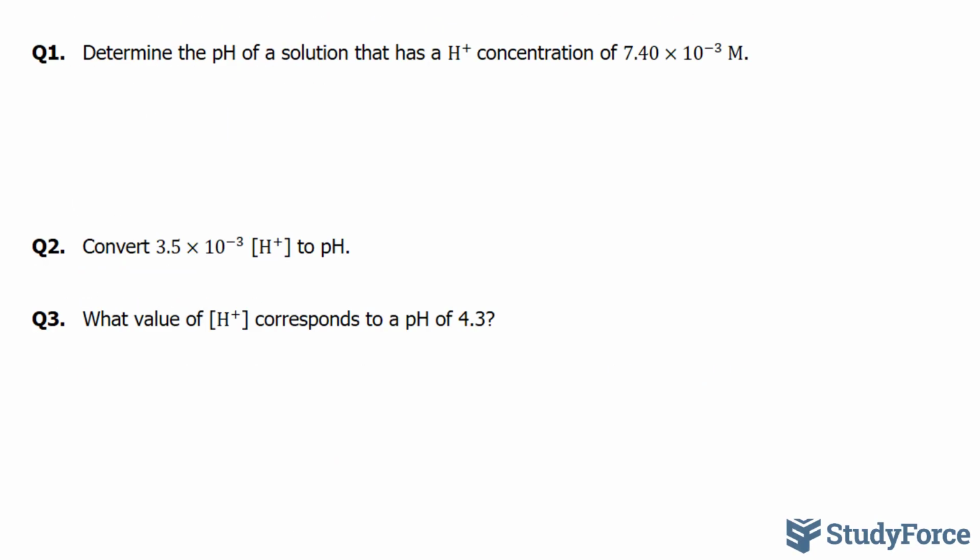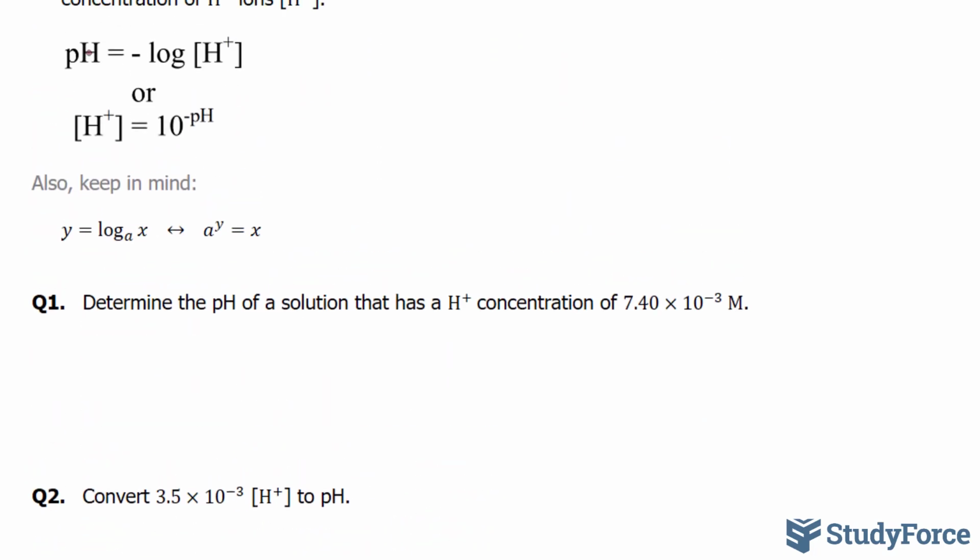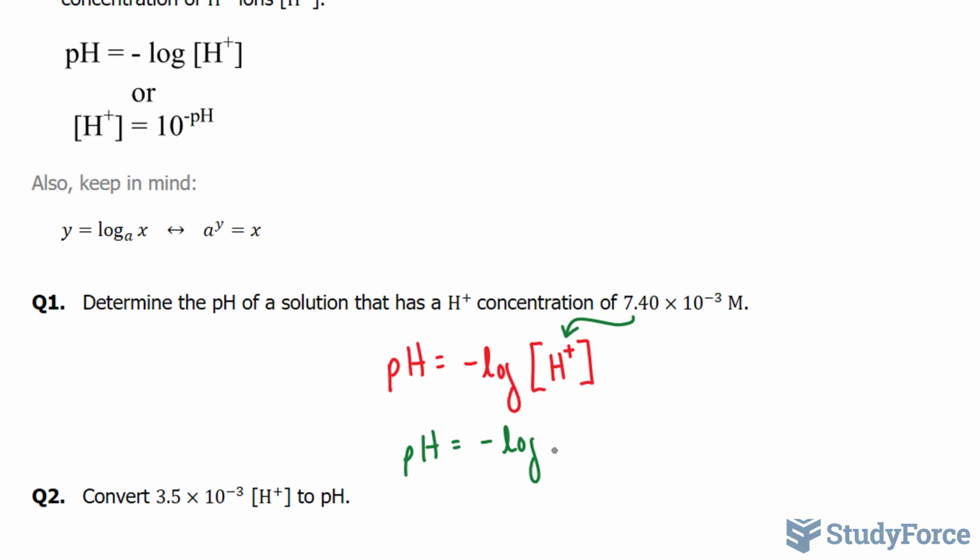What we will do in this situation is use the following formula, the one shown here, where pH is equal to the negative log of the concentration of H+. Next, we will substitute this value, and this M represents molar, so it's the concentration. We're going to substitute this number into here, and we end up with pH is equal to negative log. And now, since a base is not shown here, we are going to assume that it's base 10, 7.40 times 10 to the power of negative 3.